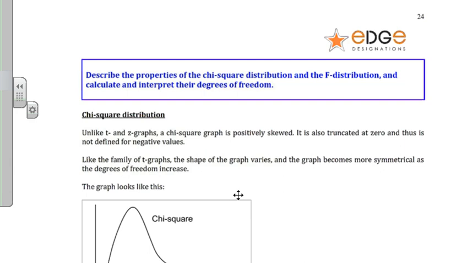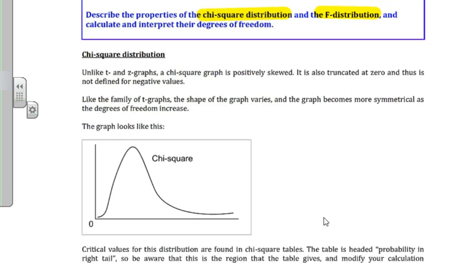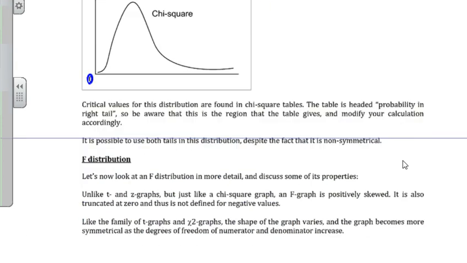If we move on to page 24, can you see we've dealt with quite a few distributions so far? This entire learning module 4 deals principally with the various types of distributions. On page 24, we talk about properties of the chi-square distribution and the F. A chi-square distribution is positively skewed. Can you see over here, guys? It only works on the right hand side. There's a 0 there, and it only works to the right. It's truncated at 0. It cannot be defined for negative values. Same story: the graph becomes more and more symmetrical as we increase the degrees of freedom, in other words, the sample size.